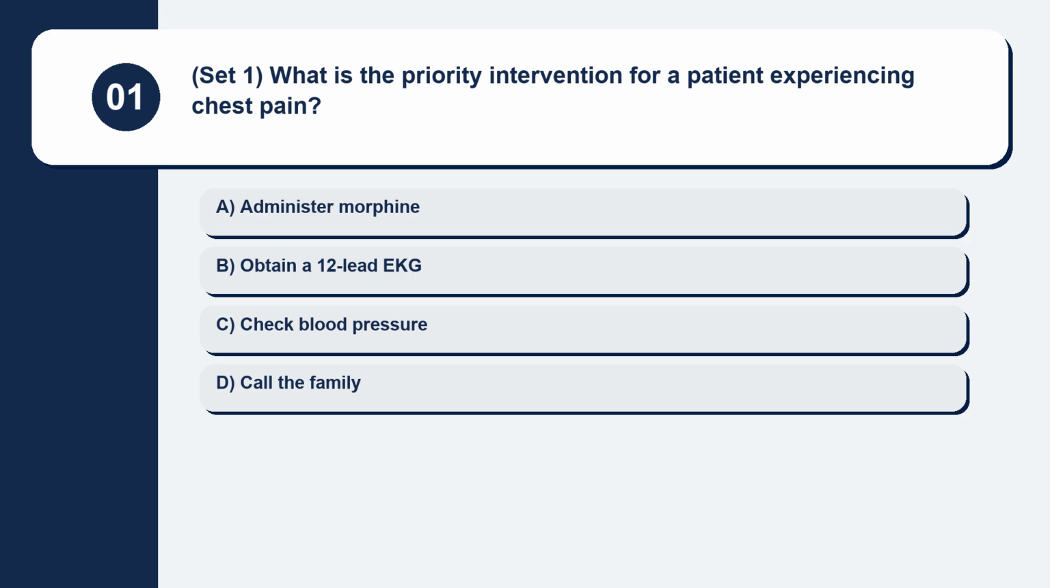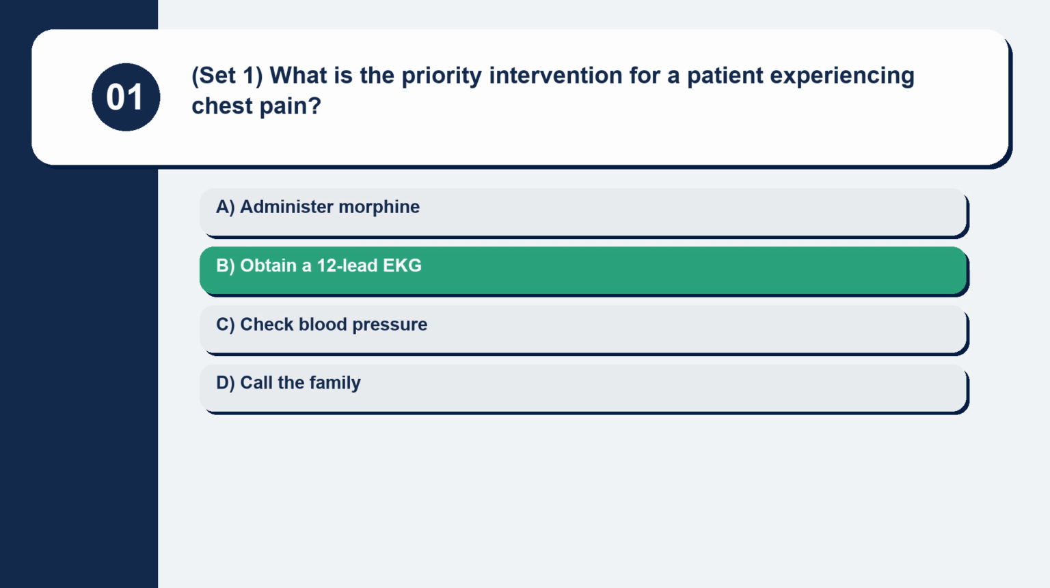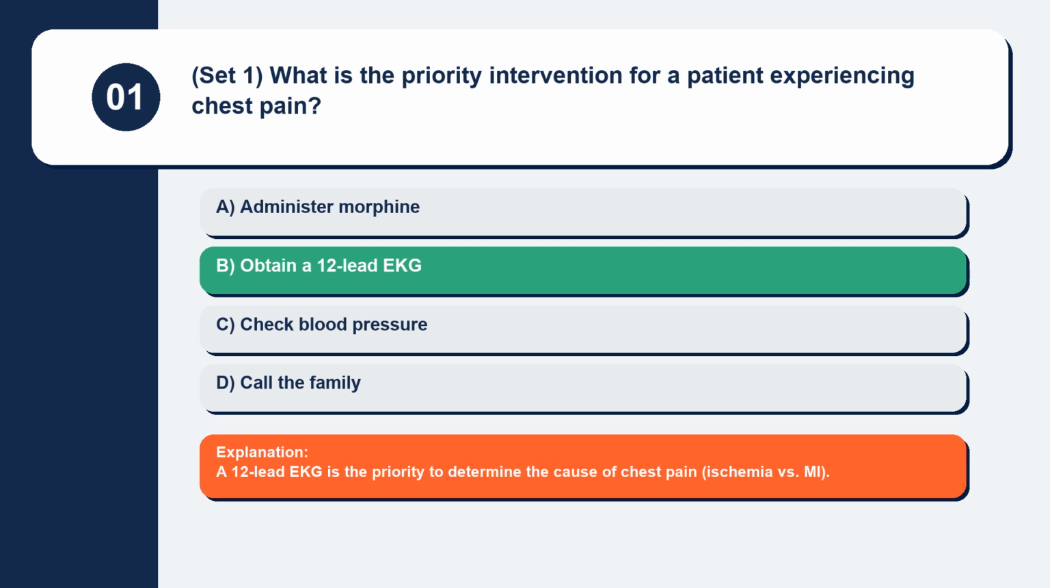Question 1. Set 1. What is the priority intervention for a patient experiencing chest pain? Administer morphine. Obtain a 12-lead EKG. Check blood pressure. Call the family. A 12-lead EKG is the priority to determine the cause of chest pain, ischemia versus MI.